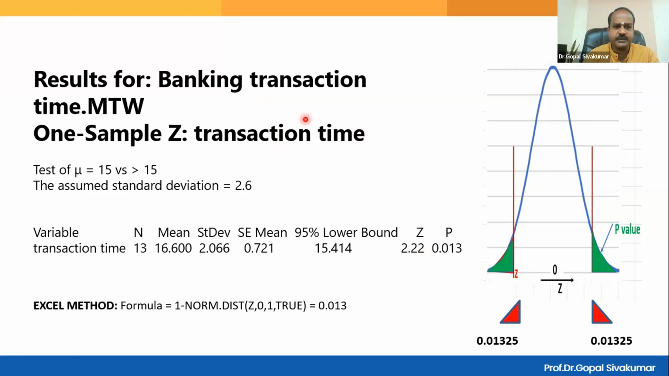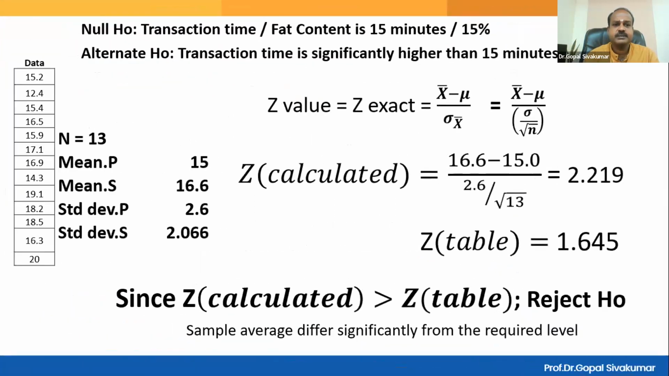So what is your null here? Look at your null here. Null is exactly 15. Fat content is equal to 15%. That is your null. But what is our experiment's data confirming?